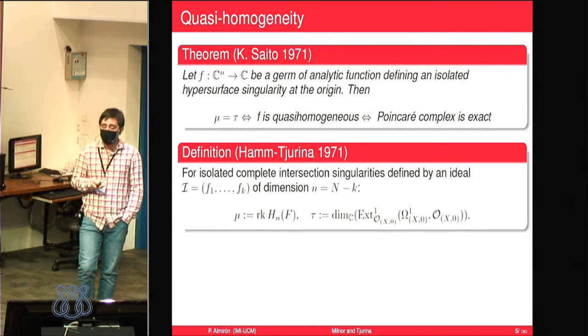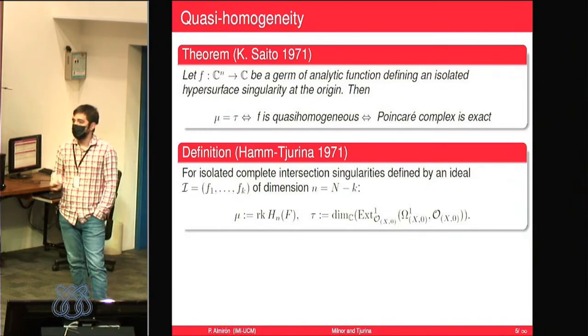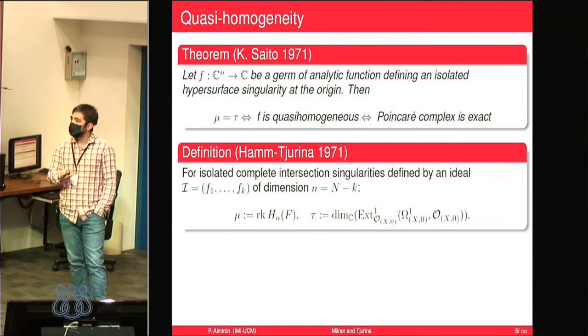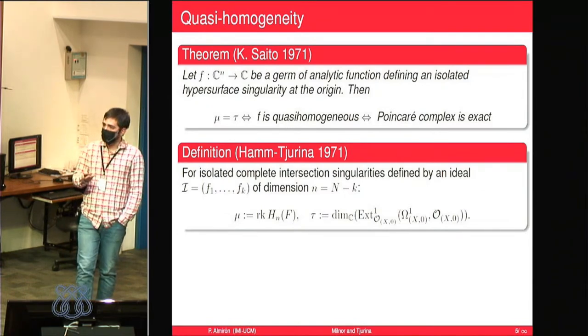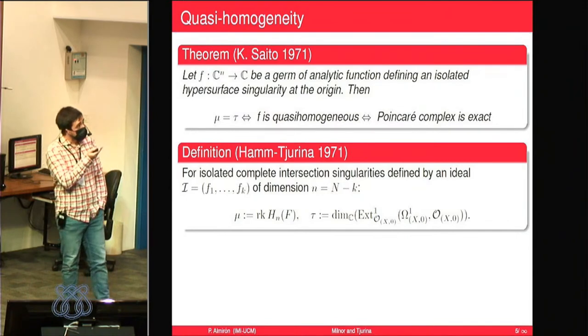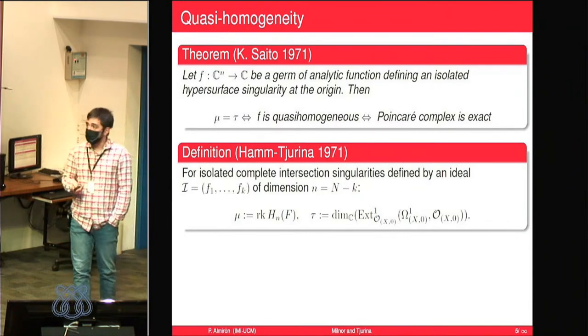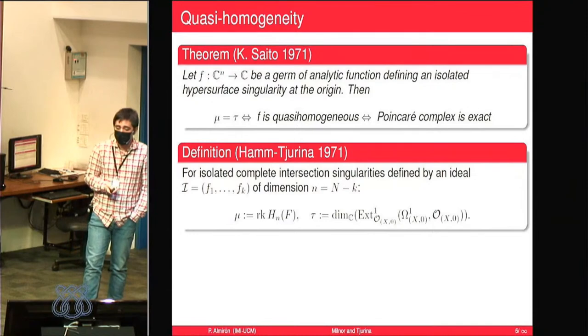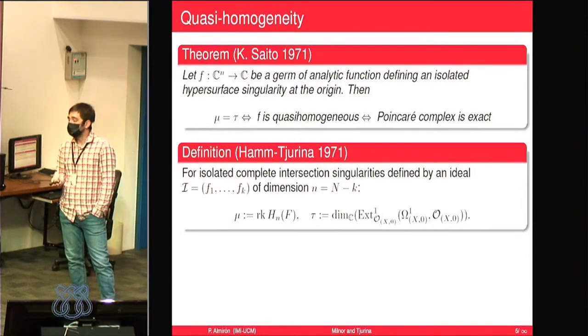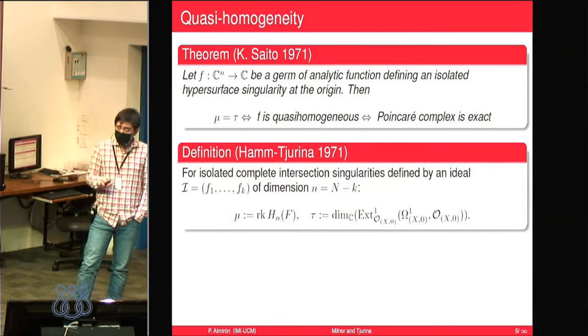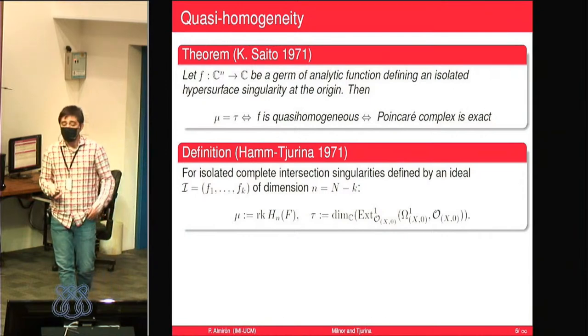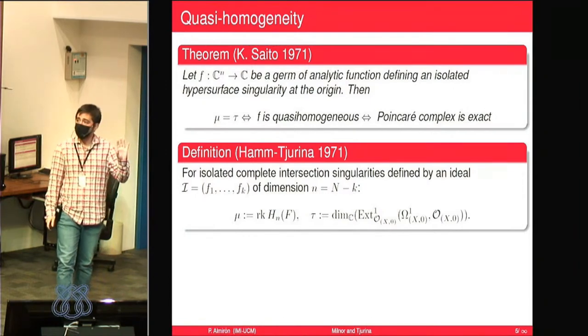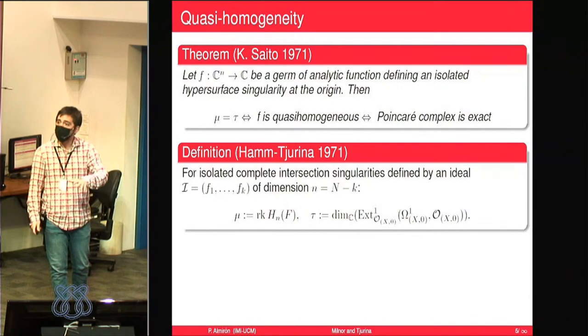From the other point of view, Greuel proved some more algebraic formula to define this number analogously to the hypersurface case. On the other hand, Tjurina's number is defined in the natural way, so it's the same for isolated hypersurface and isolated complete intersection. And with this definition, it's natural to ask, is it possible to generalize Kyoji Saito's theorem in this full generality?